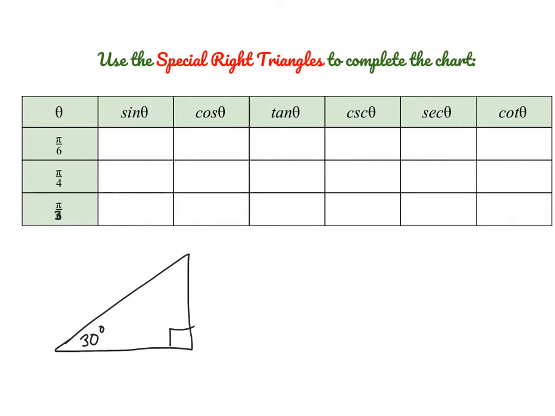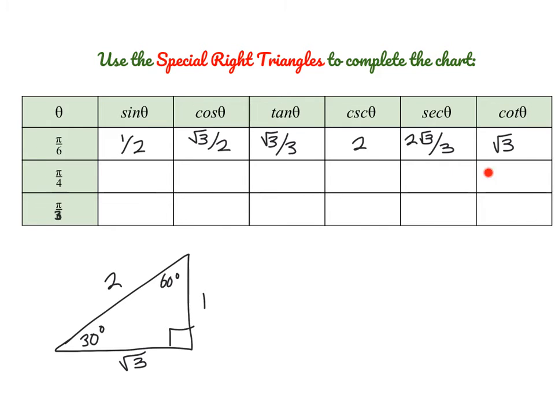So I'll call this 30, this 60, and then we mark it up. Remember, across from 30 is 1, hypotenuse is 2, and this is root 3. So for this row, we're going to use 30 degrees, and we're just going to use our trig ratios to fill this out. So if I do opposite over hypotenuse, it's 1/2, adjacent over hypotenuse, and then opposite over adjacent gives me 1 over root 3, which is root 3 over 3. Cosecant is the reciprocal of sine, secant is the reciprocal of cosine, so 2 root 3 over 3, and cotangent is the reciprocal of tangent, so we'll end up with root 3 after we rationalize.